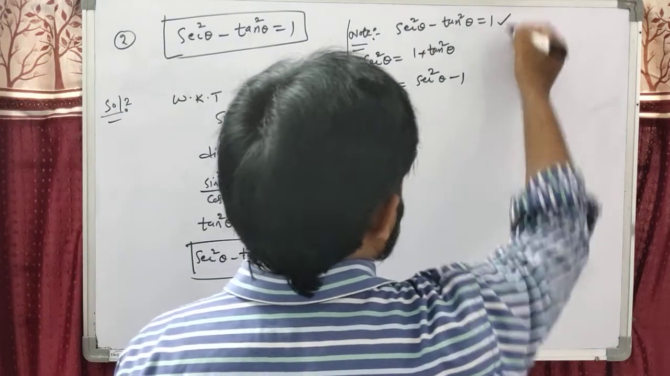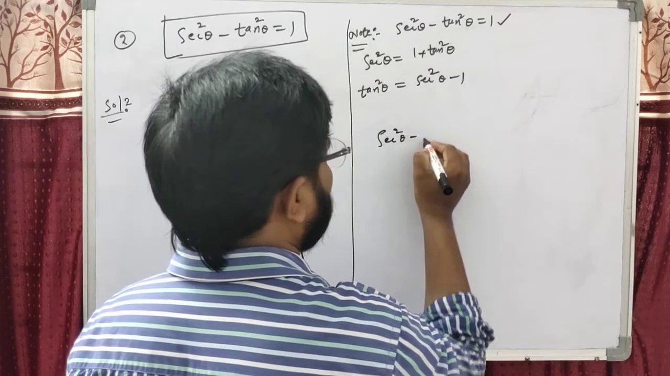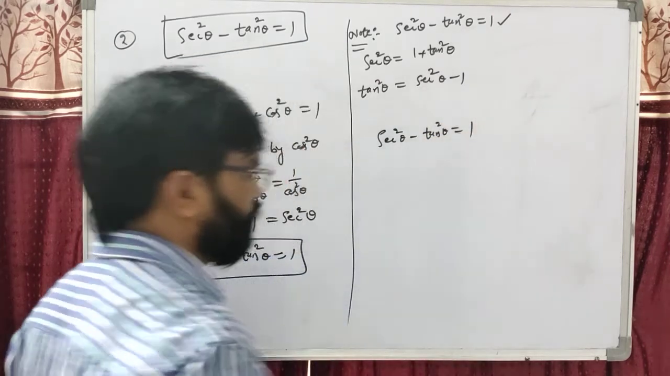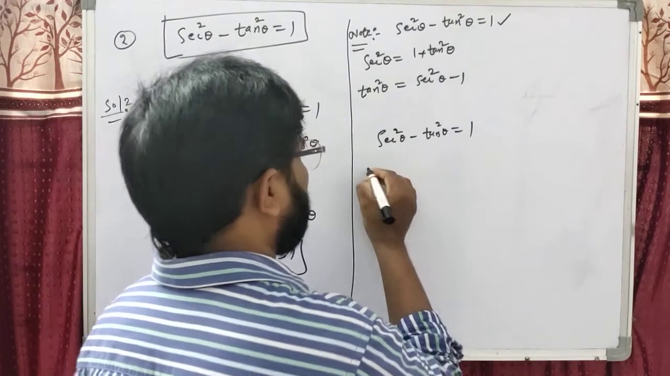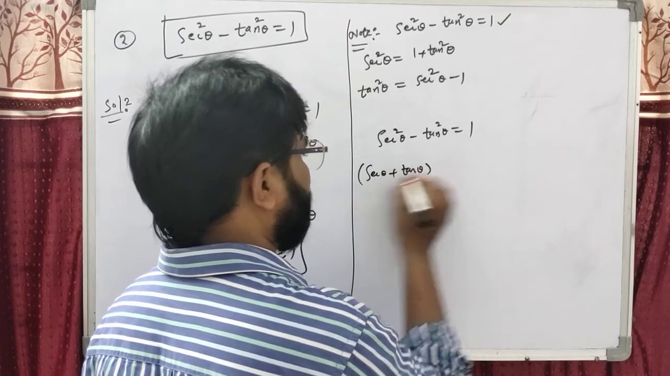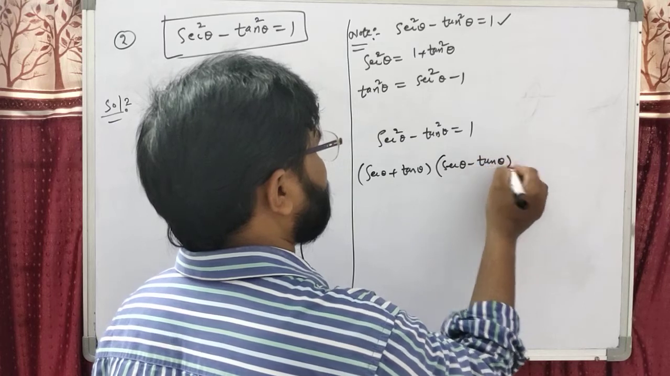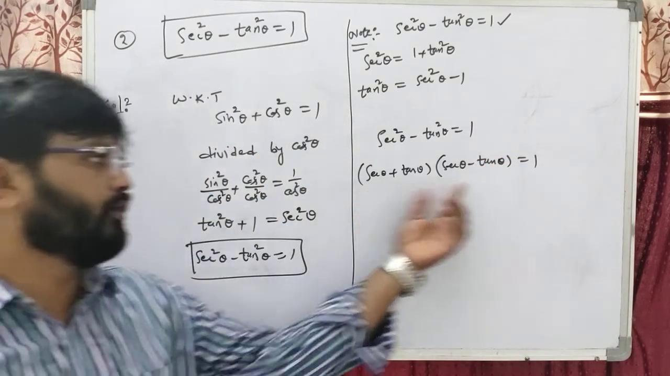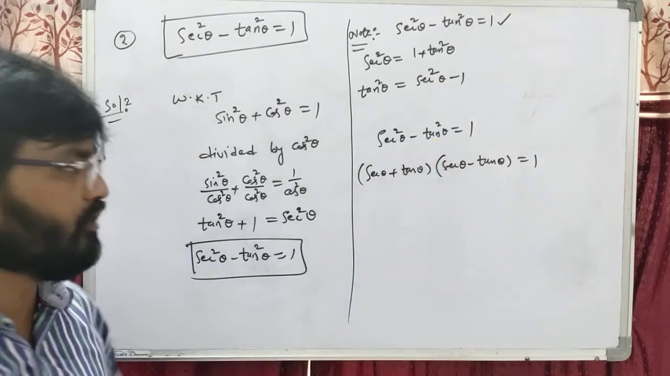Dear students, this formula can be written as secant square theta minus tan square theta equal to 1. How can you write it, students? We can write it as secant theta plus tan theta into secant theta minus tan theta equals 1. Dear students, this is (a plus b) into (a minus b), which is a square minus b square.